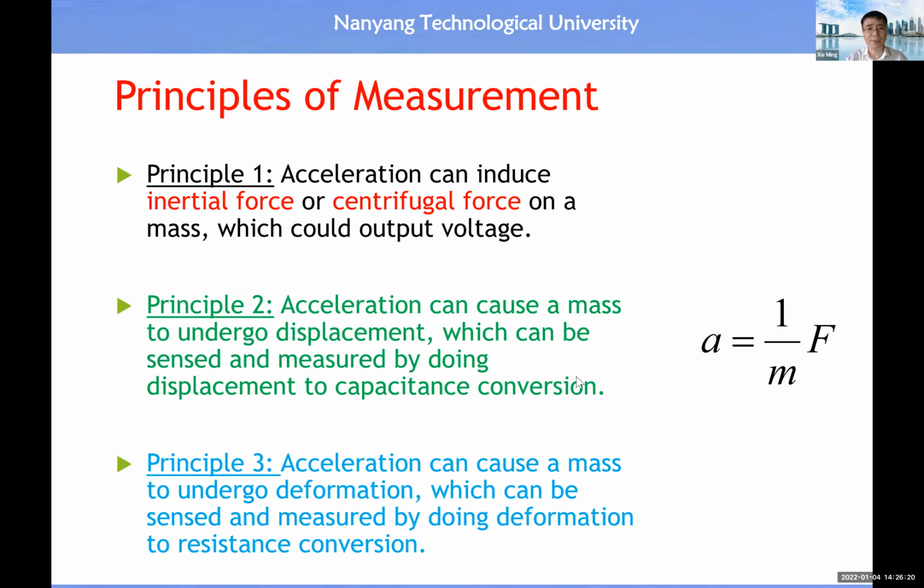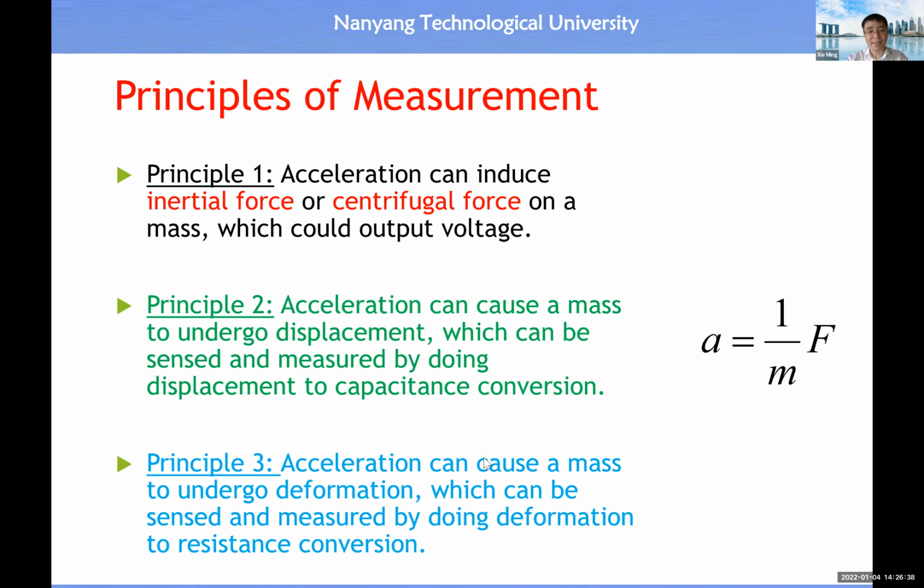So this is the first principle. The second principle is to let acceleration cause a mass to undergo displacement. This displacement will change capacitance. Then by measuring capacitance, we could measure acceleration.